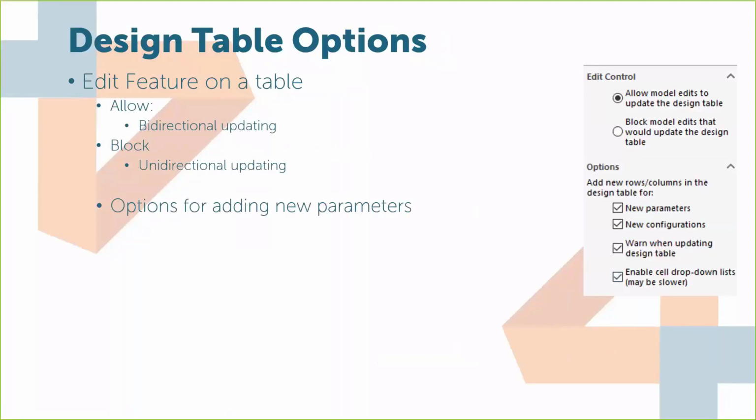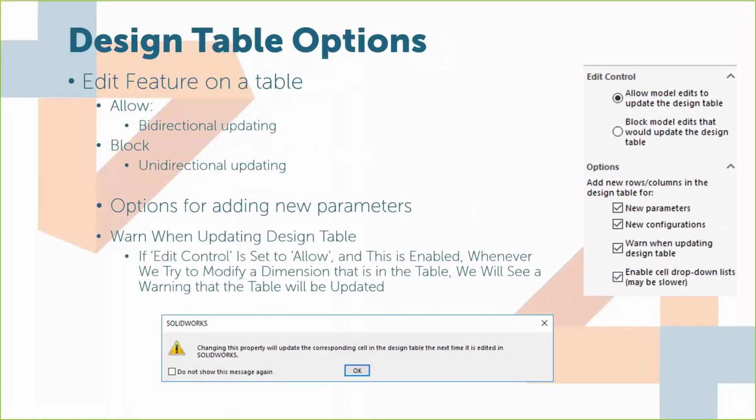There's options to auto-add new parameters, and we'll see this pop up in a couple of examples. I tend to leave those all on personally, except I may turn off the cell drop-down. Sometimes where it says maybe slower, it's significantly slower. So, it's an option. You can see how it works out for you. And then finally, the warning. This is what you'll see if you have the allow model edits on, which I will keep on, so we will see this pop up a couple of times.